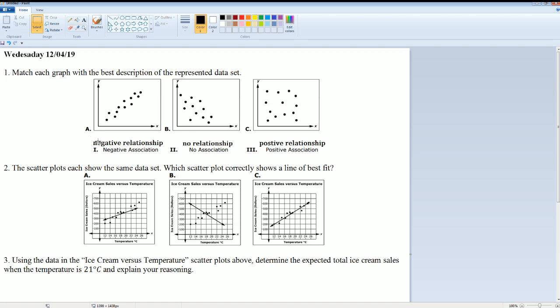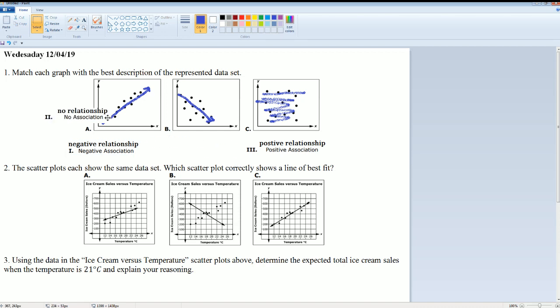All right. So let's just graph it. I'm just going to match it up. Which one has a negative? So just think about the line that it makes. Here it looks like it's going up, positive. Here it looks like it's going down. And here it looks like it doesn't go anywhere. So which one has a negative relationship? We would say this one does.